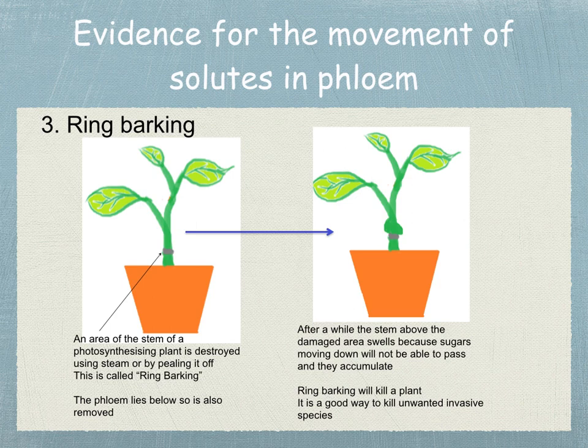The third piece of evidence is ring barking. So what happens is, as you can see on the left there, an area of the stem of a photosynthesizing plant is destroyed using steam or by peeling off the outer stem. This is called ring barking. And the phloem lies below this, so the phloem is also removed. After a while, the stem above the damaged area swells because the sugars moving down will not be able to pass and they'll accumulate. So eventually ring barking will kill a plant. And it's a good way to kill unwanted invasive species.